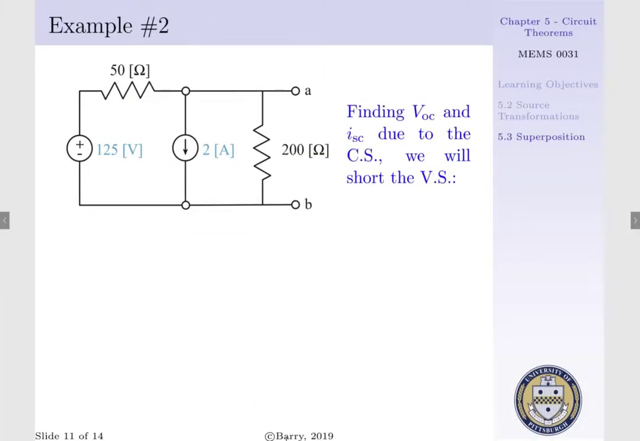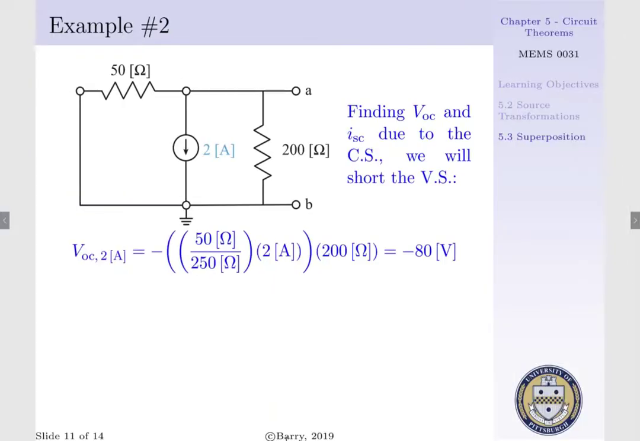Now, we have to find VOC and ISC due to our current source, and to do such, we will short our voltage source. In doing such, we recognize now that we have a 50 ohm resistor in parallel with our 200 ohm resistor. To determine the current running through our 200 ohm resistor, we will employ current division. We note the current flowing through our 200 ohm resistor will cause a voltage drop that is opposite of VOC.